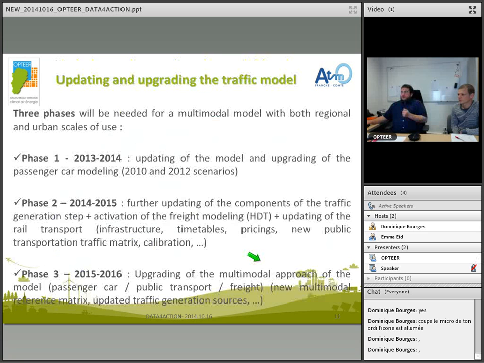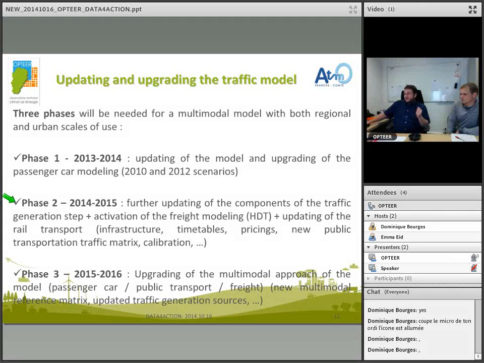So this upgrading and updating, we are only at the first phase. We have planned three phases for it. We did the first phase and a little bit of the second phase, which was updating the model and upgrading the passenger car modeling to run the 2010 and 2012 scenario. That's nearly done. We already did a little bit of phase two, because we spent more time on updating the traffic generation step for the passenger car.